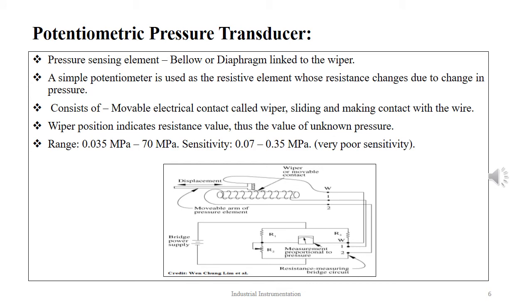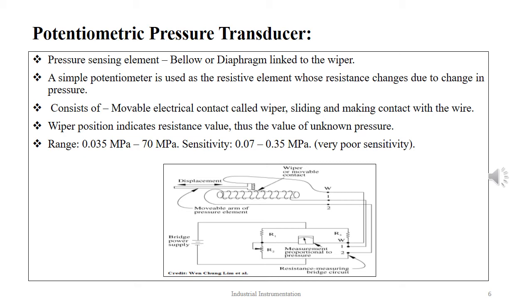In the potentiometric pressure transducer, the pressure sensing elements that are used are elastic elements which are either bellows or diaphragms. The resistance change is observed in the potentiometer. The potentiometer consists of a movable contact known as wiper that moves over the cylindrical resistance, making contact at one point only. This wiper position tells us about the resistance value. The unknown pressure causes the bellow or diaphragm to deform, causing the wiper to slide over the cylinder. Thus, by knowing the potentiometer resistance, we can determine the unknown applied pressure.